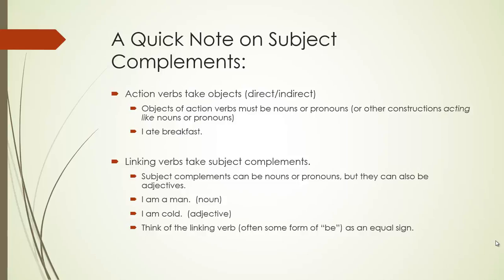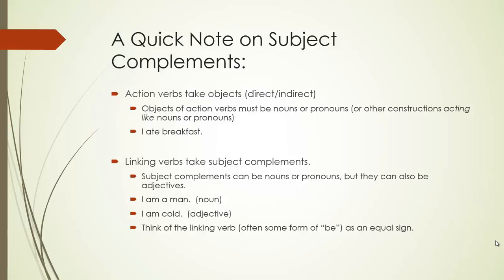Linking verbs, however, take subject complements. If we look at the very bottom here, a lot of times linking verbs will be some form of the verb be: be, is, am, are, was, were, something like that. So here's an example. I could say, I am a man. In this case, the subject complement, what I am, is a noun, man. But I could also say, I am cold. Cold is an adjective, it's not a noun. So this is why we don't really consider this an object, because an object has to be a noun or a pronoun. These are what we call subject complements.